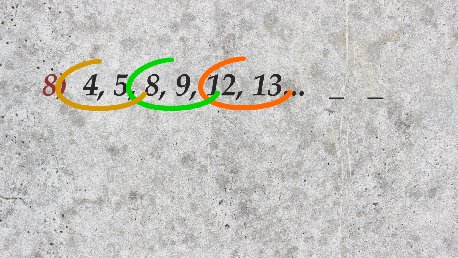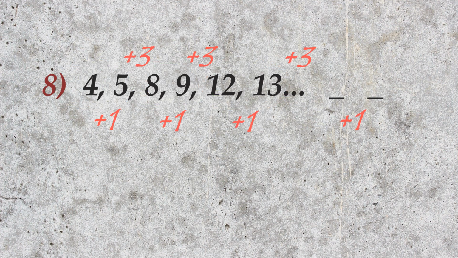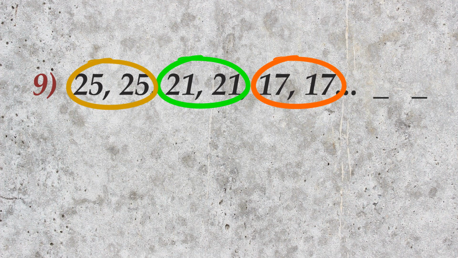When solving the 8th exercise, we use the same method. Therefore, we conclude that the fourth group consists of the numbers 16 and 17. In the 9th example, we do the same. We see that the numbers in each group are the same and decrease by 4, so the last 2 numbers are also the same and equal to 13.